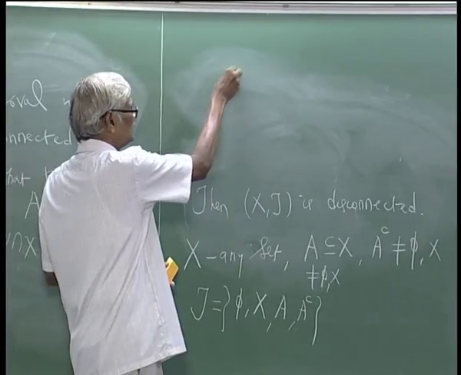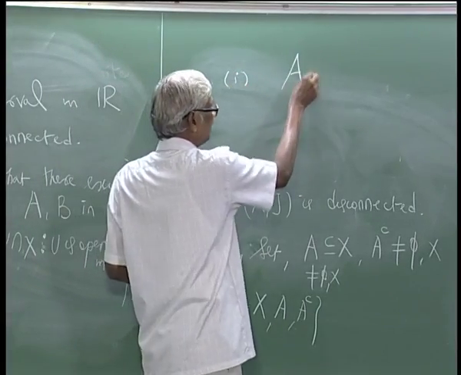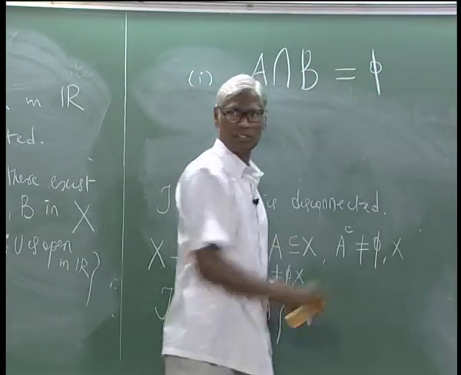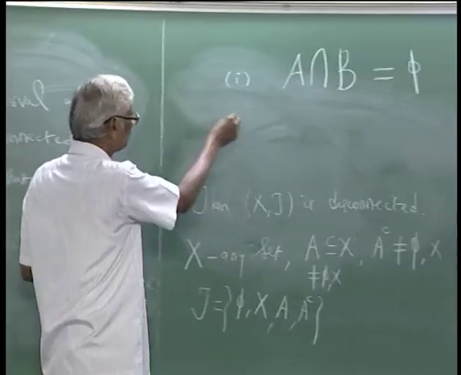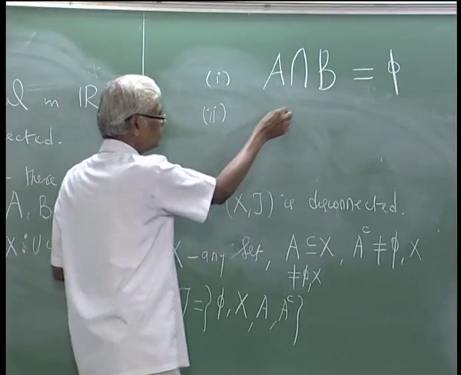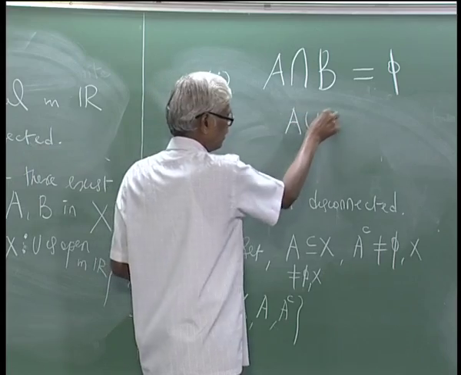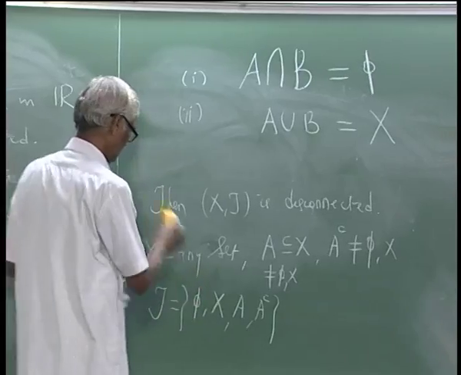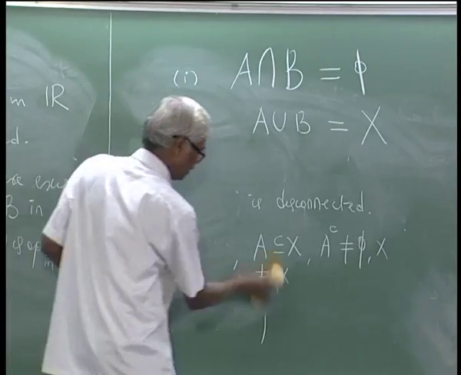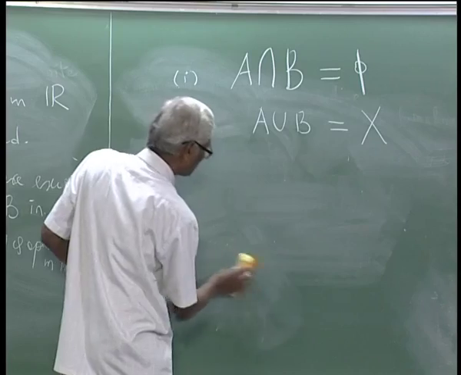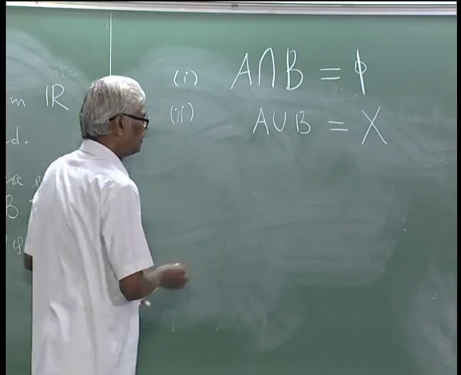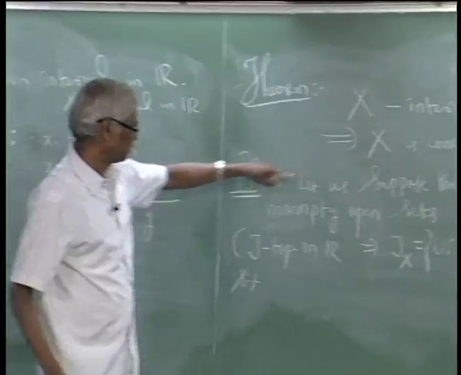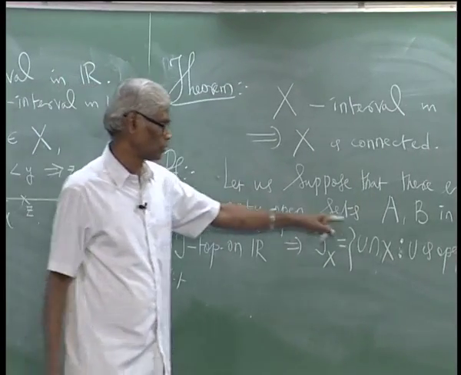So, 1: A intersection B is empty, so A and B are disjoint open sets. 2: the union A union B is equal to the whole space X. Now geometrically, A is non-empty. Let us suppose that there exist non-empty open sets A and B.